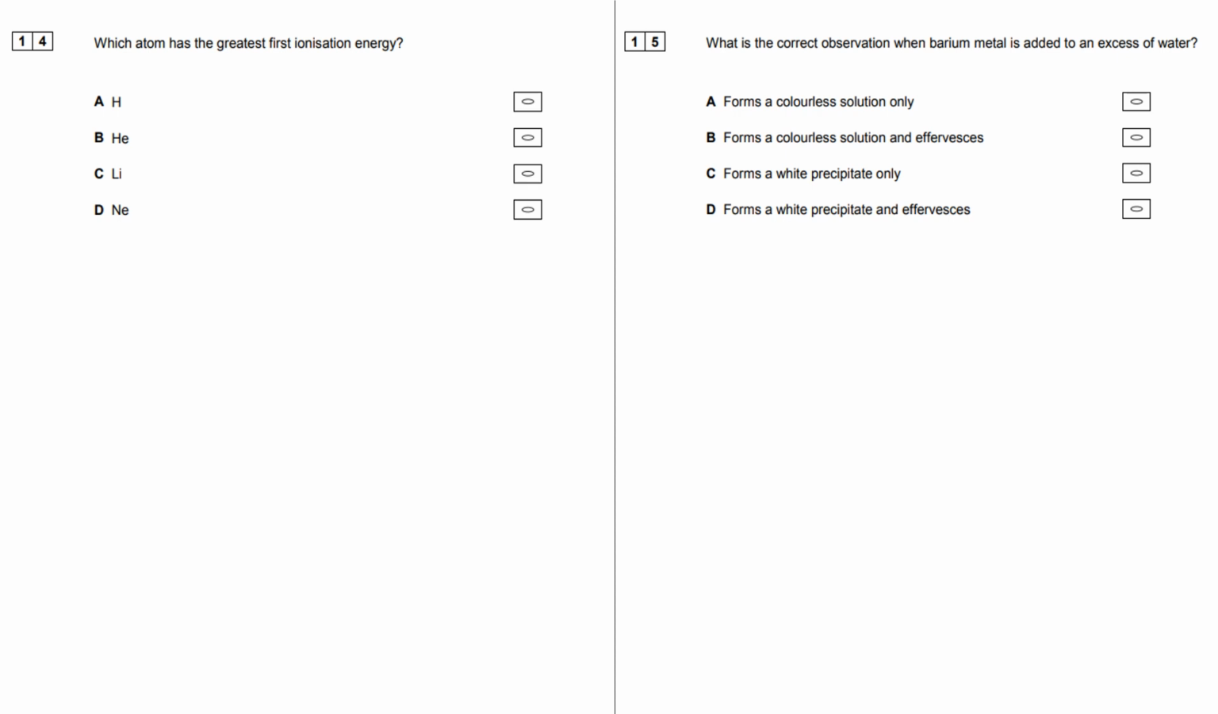Question number 14. Which atom has the greatest first ionisation energy? So the value of ionisation energy will change according to shielding. The less shielding, the stronger the attraction between the outer electron and the nucleus. The number of protons, and kind of linked to shielding is the distance of the outer electrons to the nucleus.